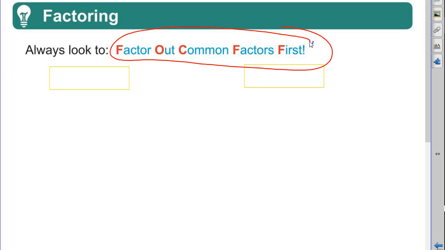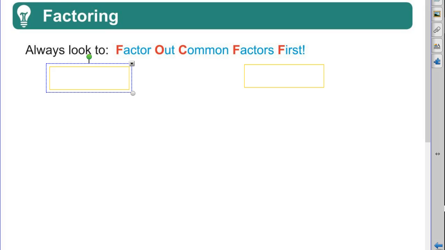And I just had a quiz in Algebra 2 and numbers of students, even though I've been emphasizing this all through Algebra 1, all through Algebra 2, they still forget to factor out common factors first. And the reason why is because there aren't always common factors. So they'll go through a few problems without a common factor, and then they forget to factor them out. All right, here's our first example.